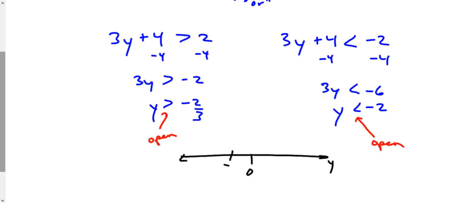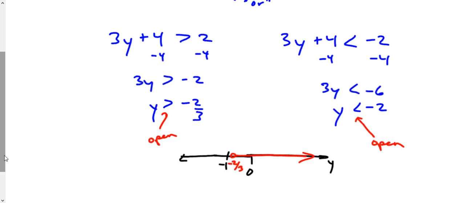So here's -1. -2/3 is going to be right about here. It'll be open. So here's -1. We're going to have open, and that's going to be at -2/3. All right, and it's going to be all y values greater than that. So we're going to go this way.